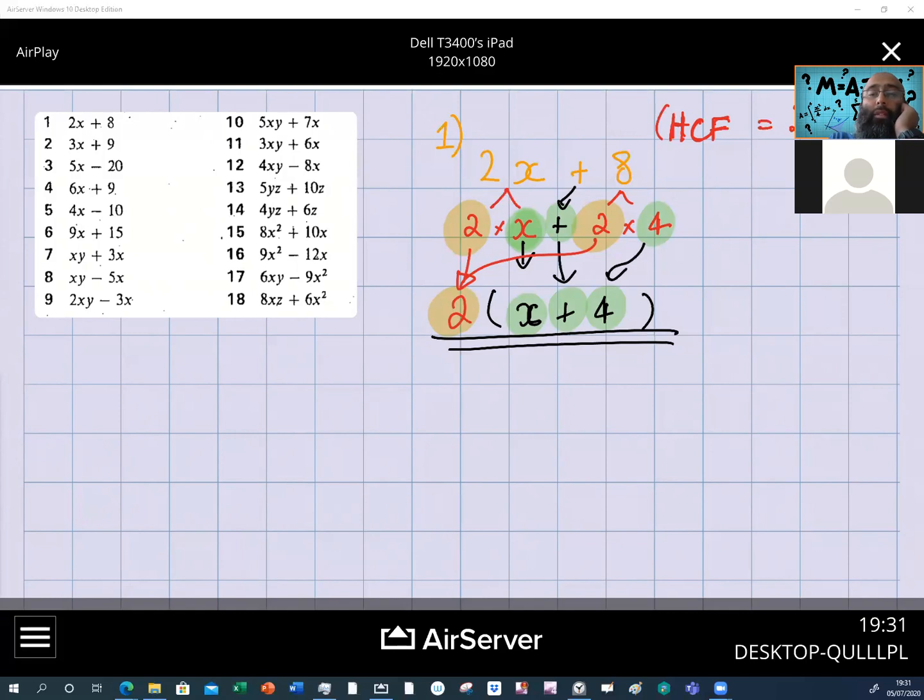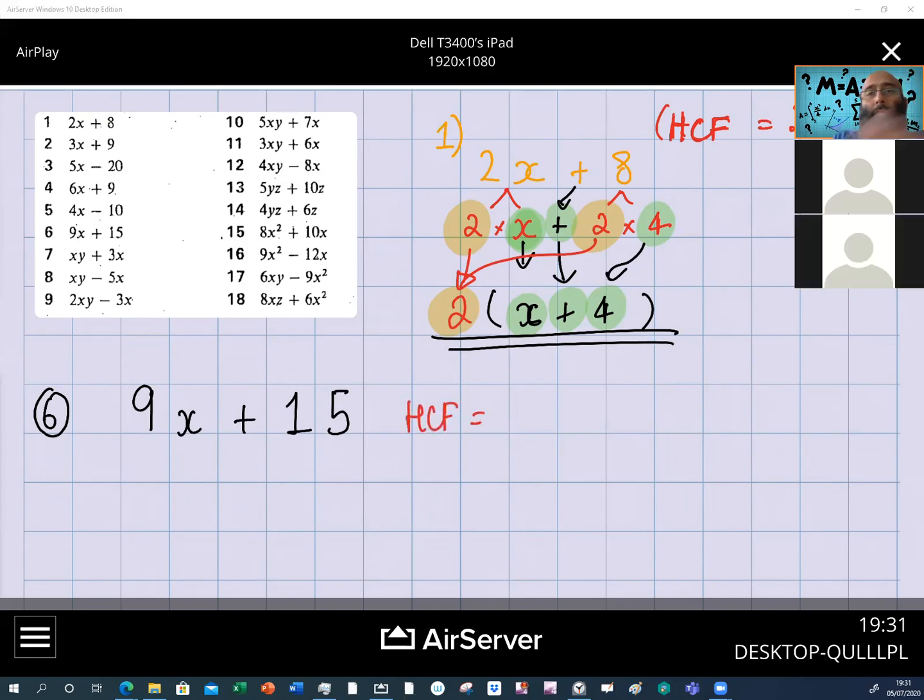Okay, next question. Let's have a go at question 6. Okay, Leila, can you unmute yourself and join me on this question, please? Everybody else, please make sure you're making full and extensive notes. So Leila, this question. What is the highest common factor? The highest common factor is 3.